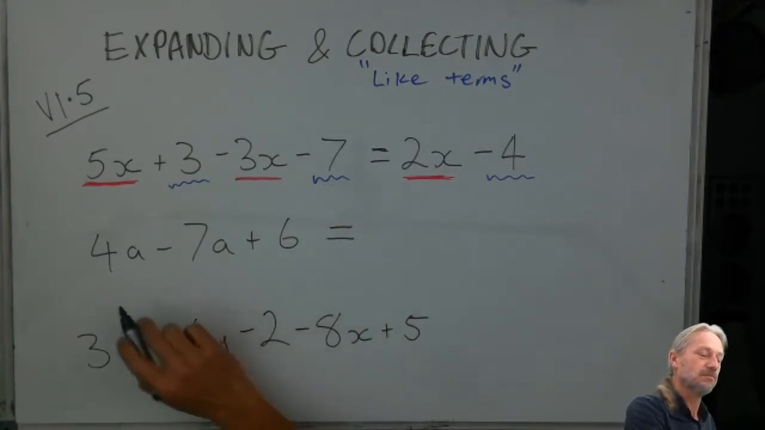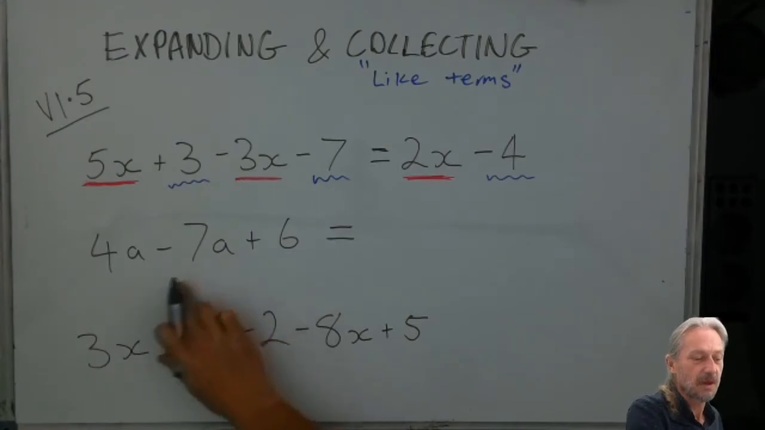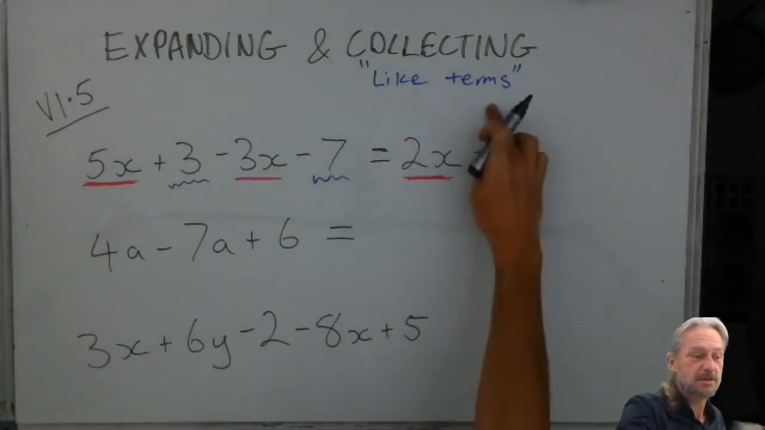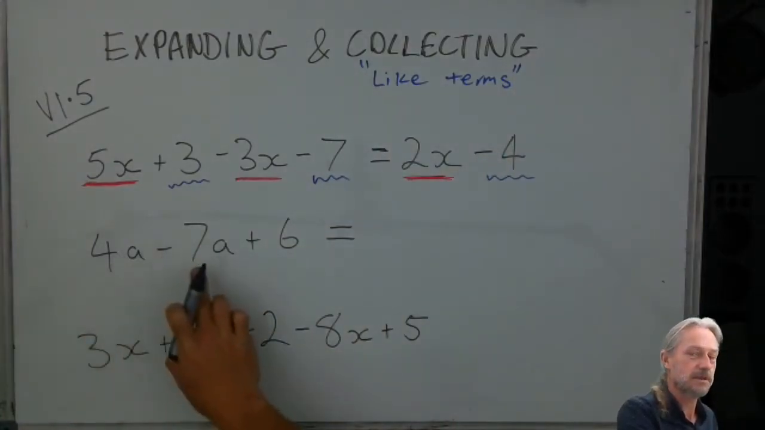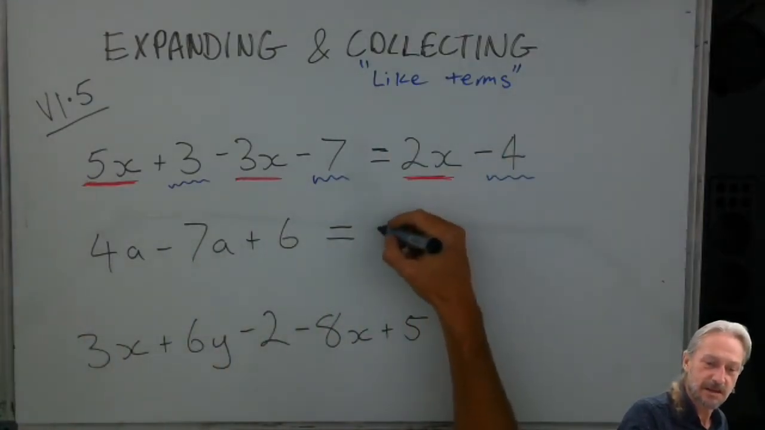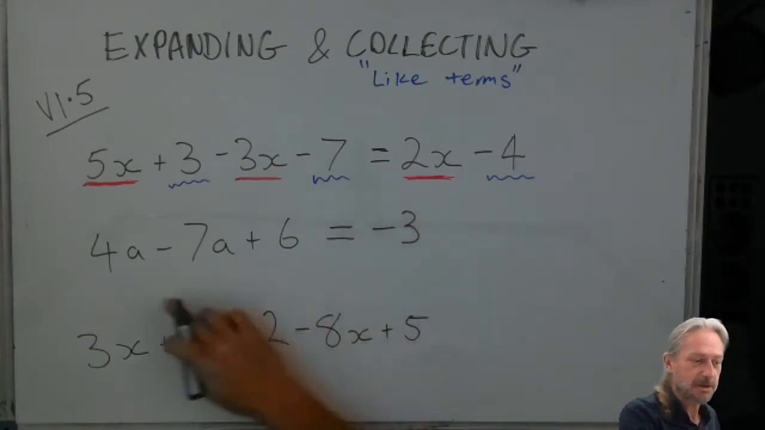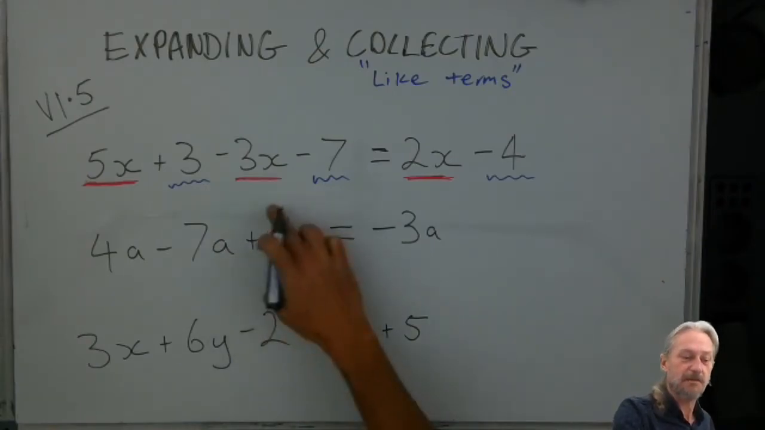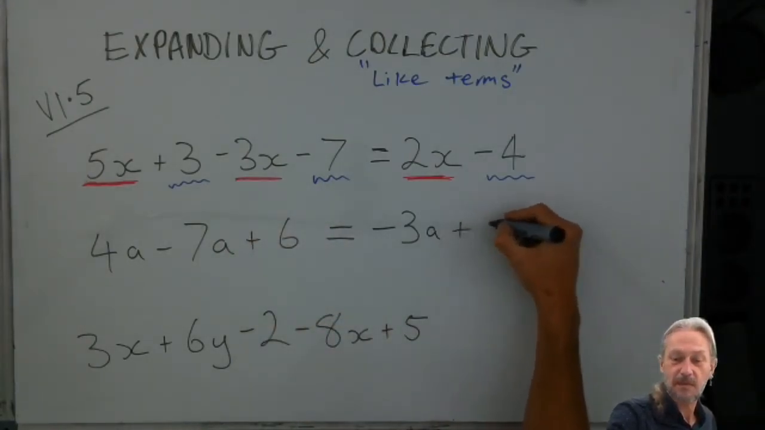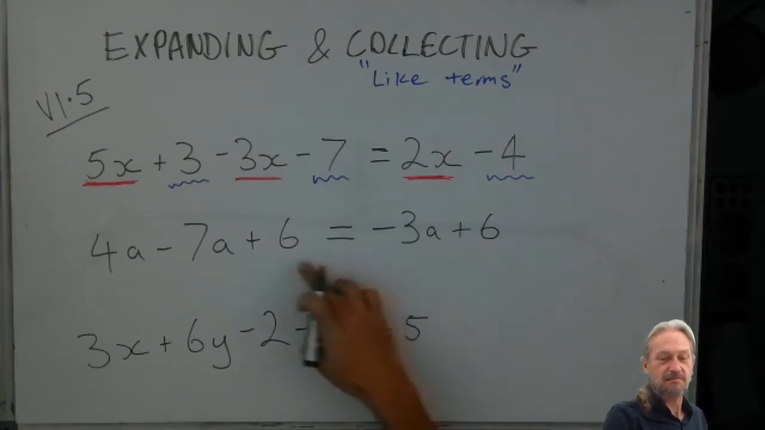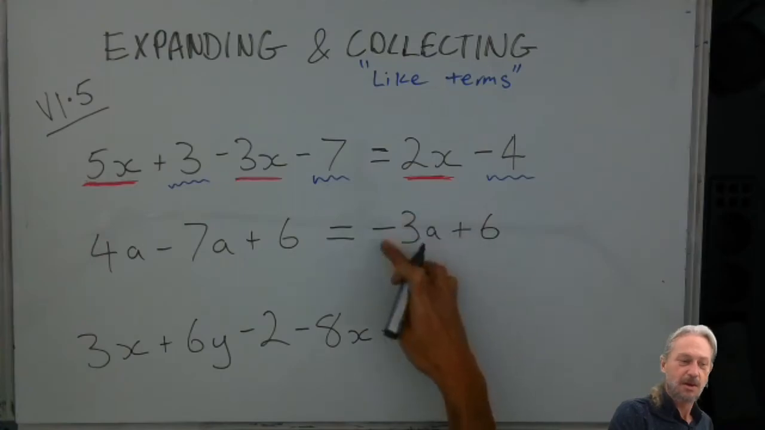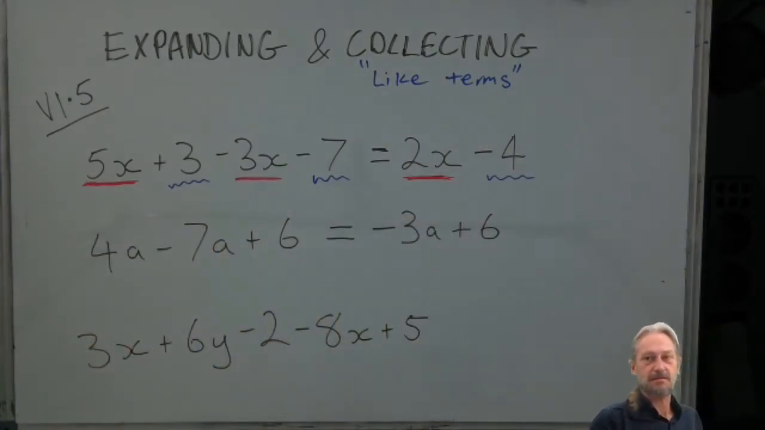So we've recognized that these two terms are like terms. So we go 4, take away 7 is going to give us -3, but don't forget their A's, -3A. And we can't really do anything with this, so we're just going to bring the 6. We just keep adding the 6 to those things collected. I hope that makes sense. Okay.